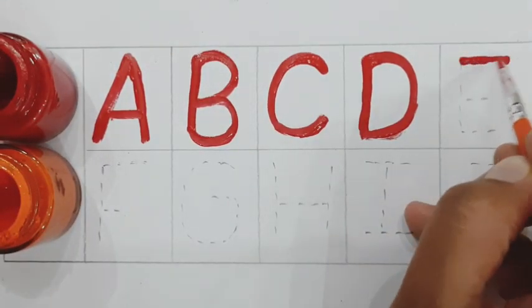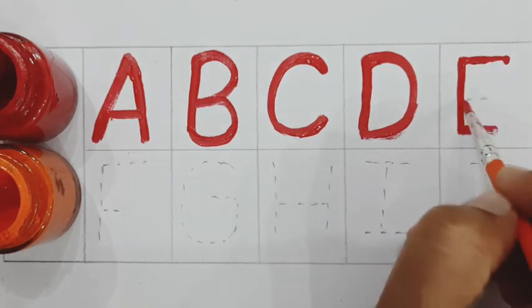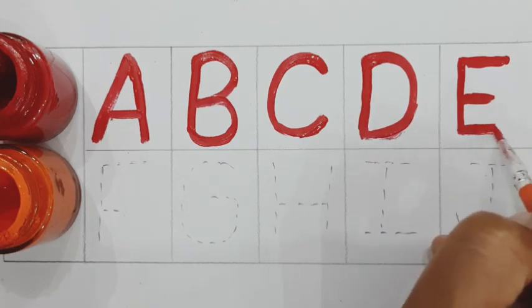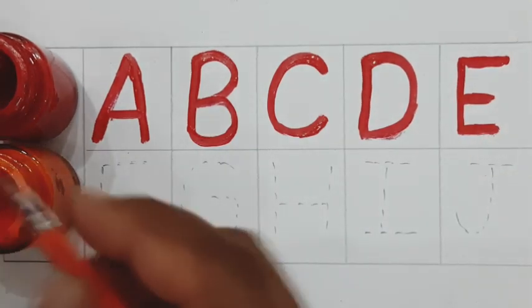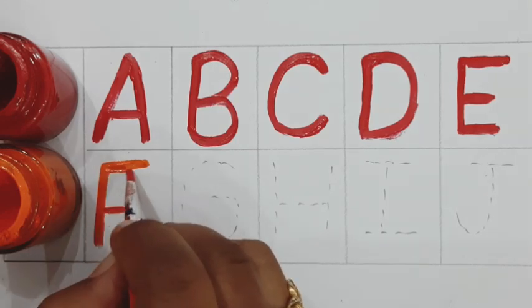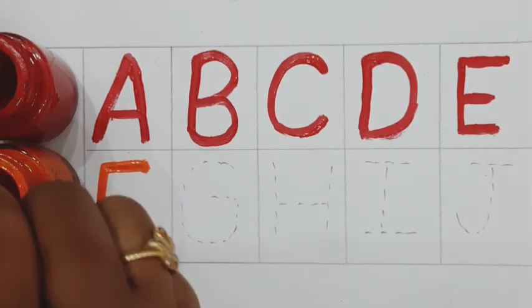E, E for egg. E for eagle. E, capital E. Orange color, F. F for fish. F for flag, F.